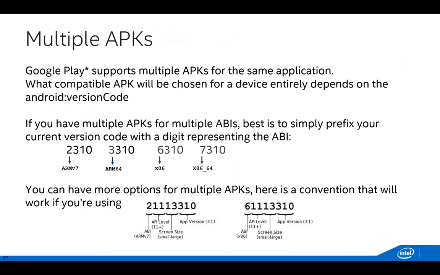Obviously, you can have more options. So, for example, if you want to take the screen size into account, or the actual API version, you can also do it a bit more complicated. But that might not be that recommended.